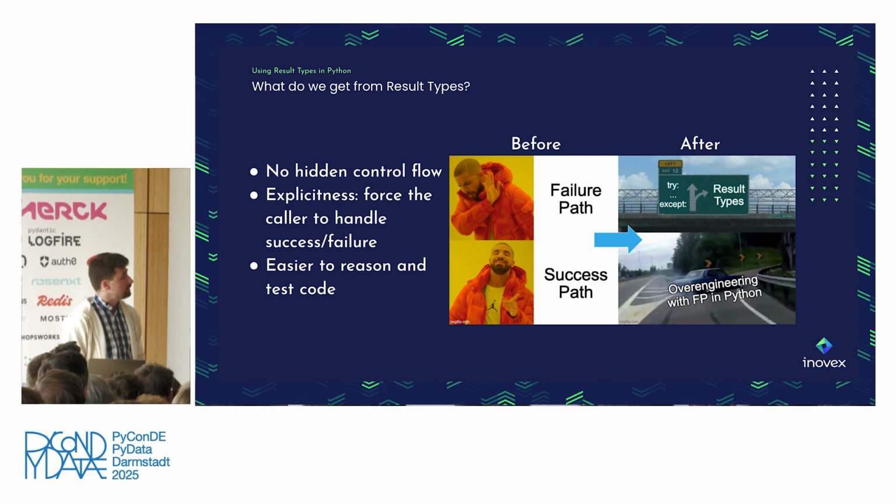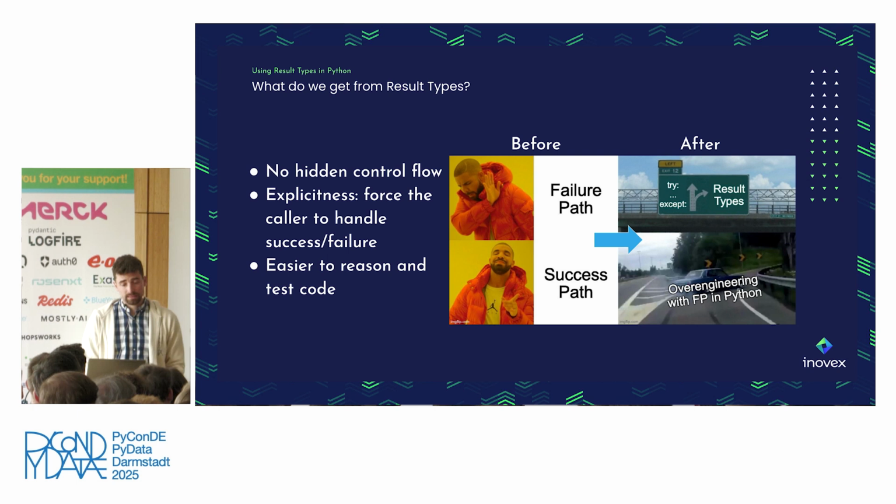What at that point have we gotten from result types, right? So we have no more hidden control flow. We need to directly handle everything. It's extremely explicit, and I mean, this is what we always say in Python, right? Explicit over implicit. In fourth generation languages like Rust and Haskell, we can even enforce that someone is handling successes and failure. The code becomes also much easier to reason about.